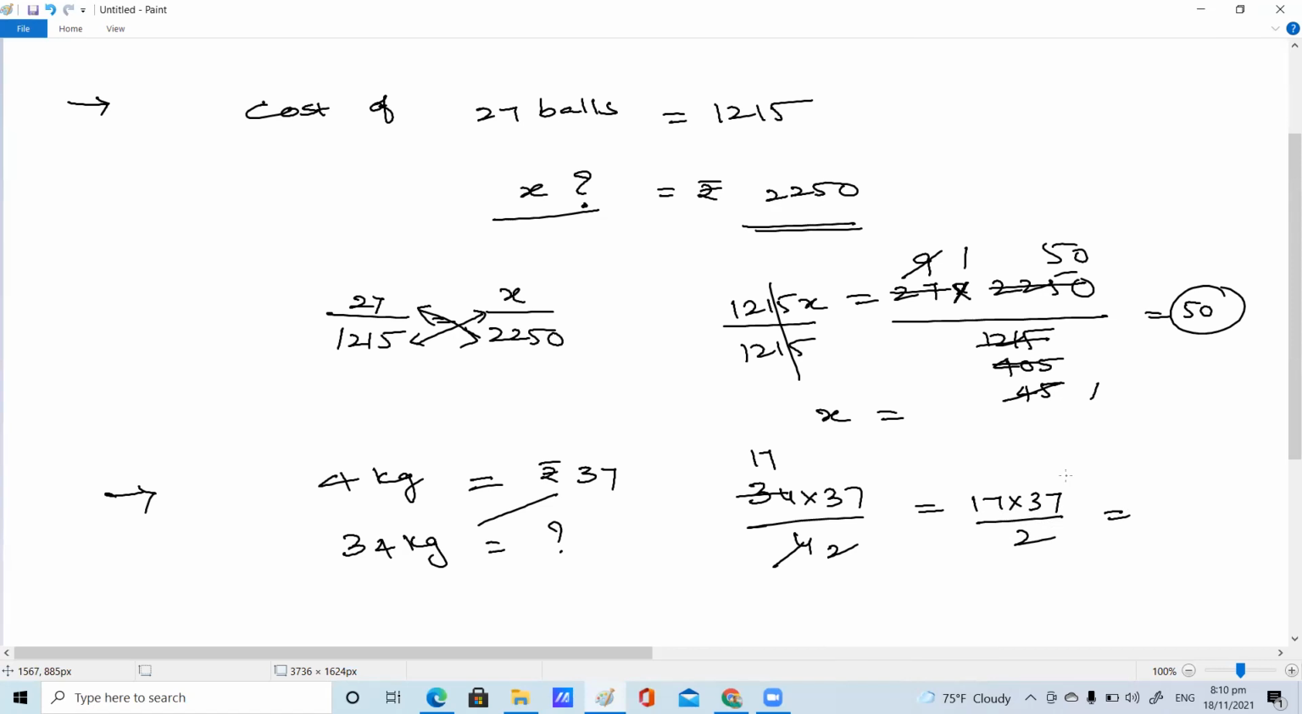What is the answer? Simplified answer you're supposed to give, children. Ma'am, 314.5. Yes, ma'am, 314.5 rupees. Right. What is the cost of 34 kgs? 314.5 rupees. Next.